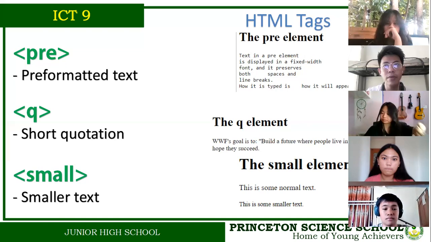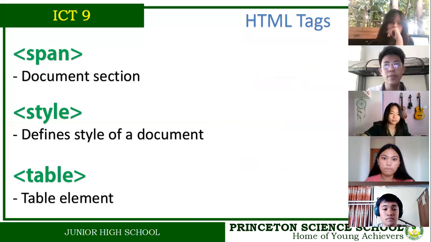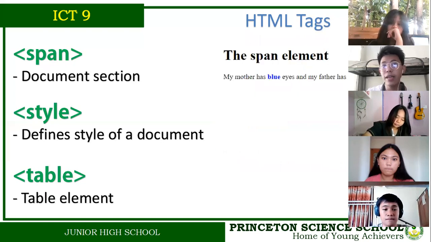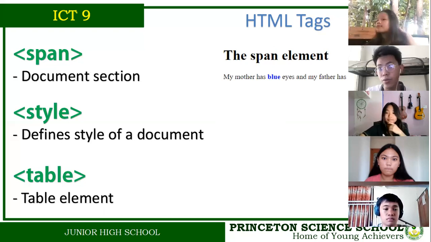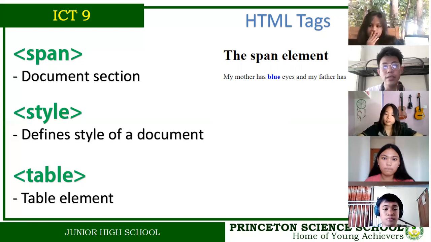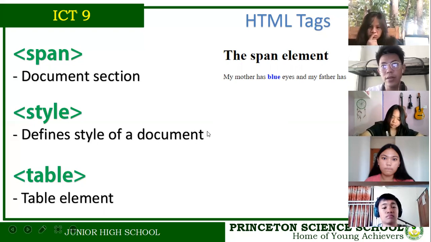Next up, we have the span tag. So the span tag, that is a document section. For example, in the example here, it has the word blue, with the color blue. So it selects a certain word to apply its effects. Okay, so that is for the span tag.